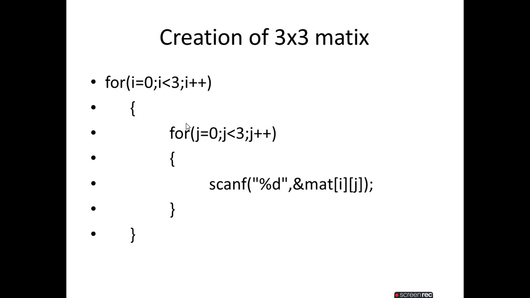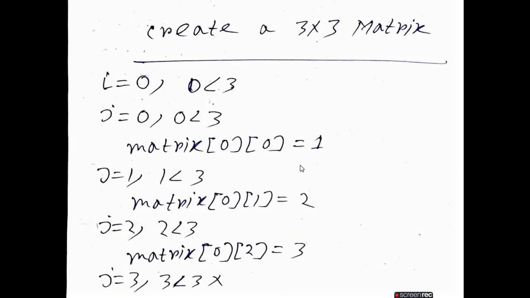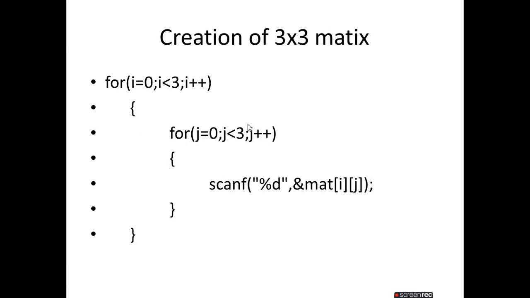If this condition is true, then scanf means we are taking input from the user. Inside this for loop, j is assigned 0. Now check whether j is less than 3, that is, 0 less than 3. Is the condition true or false? True. If the condition is true, go to the body of the for loop of j. Then take the input from the user.